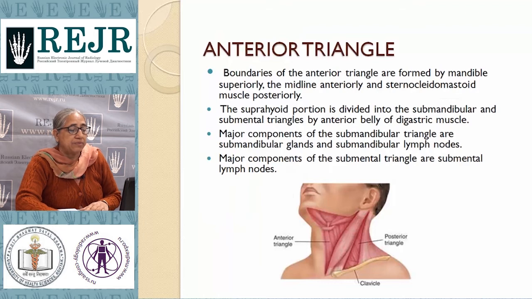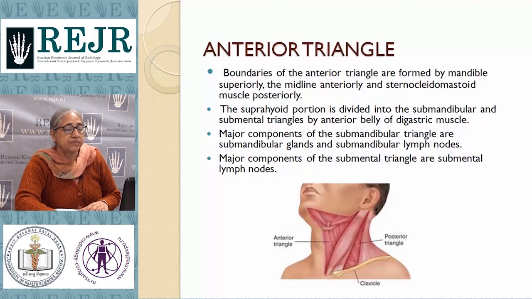Now coming to the diagram, which shows the division of the anterior triangle and the posterior triangle. The boundaries of the anterior triangle are formed by the mandible superiorly, the midline anteriorly and sternocleidomastoid muscle posteriorly. The suprahyoid portion is divided into the submandibular and submental triangles by the anterior belly of the digastric muscle.